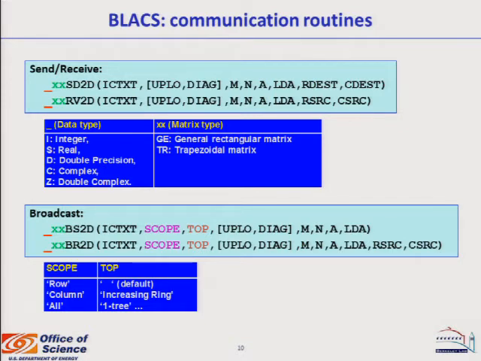The two x's for general or trapezoidal. And the scope, as I mentioned before, could be data being transferred or broadcast in a row, in a column, or all. And if you have more information about the topology of your parallel machine, you could use that in that entry, top, in order to improve performance.